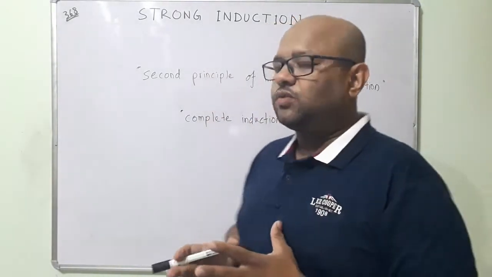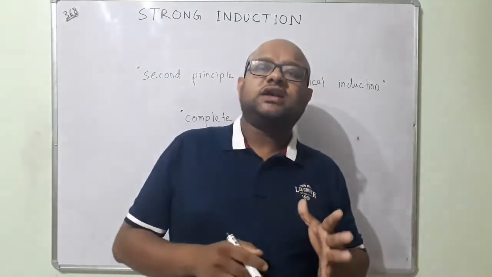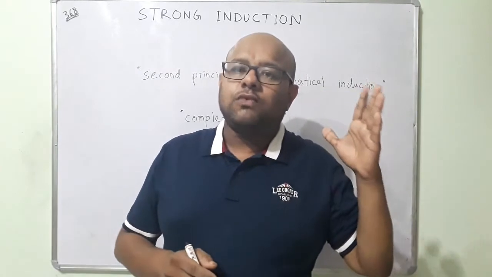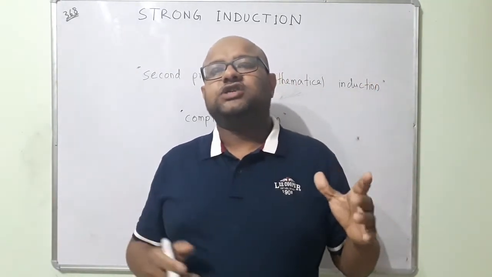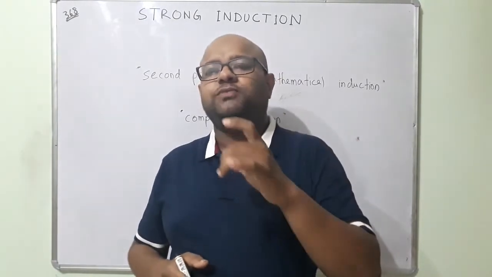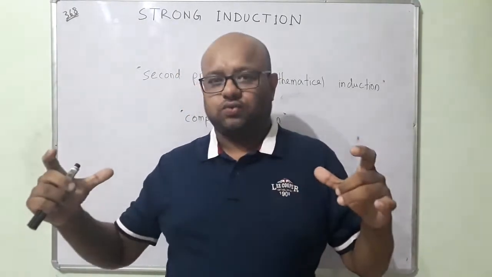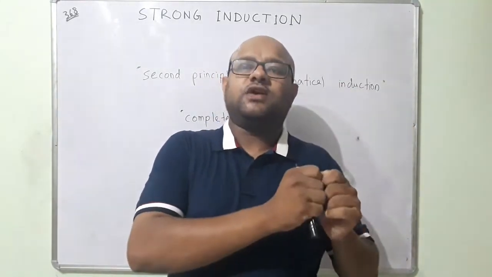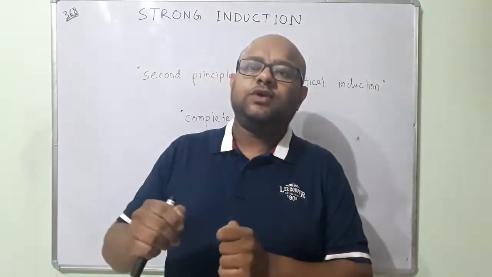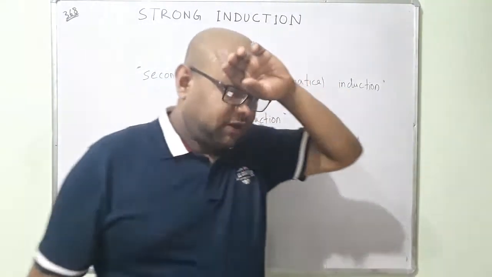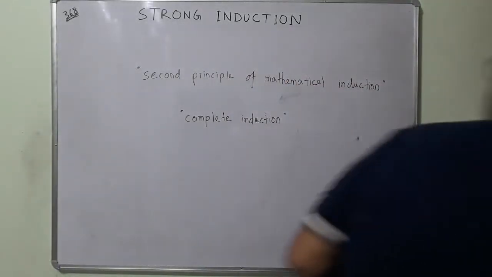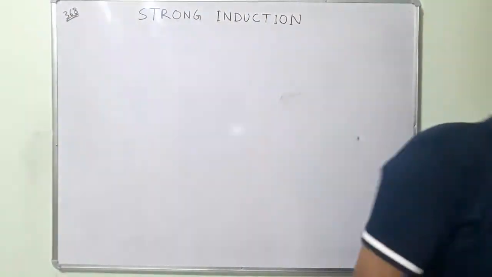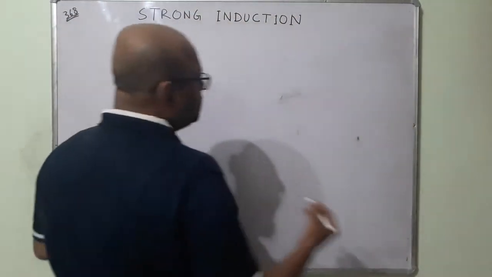Here in strong induction, in our inductive step, we are going to assume this theorem to be true from 1 to k. So we are going to assume that p of 1 is true, p of 2 is true, p of 3 is true, up to p of k is true. Previously we assumed only p of k is true. Here we assume everything from 1 to k to be true, and then we will prove that p of k plus 1 is true. Let me explain this with an example. If what I just said seems confusing, I hope after this example the confusion will go away.